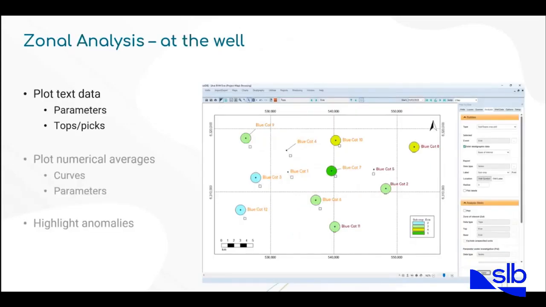When it comes to displaying those kinds of zonal analysis, there's lots of different kinds that are available. So whether you're plotting text-based displays, in this case on the map here, it's a subcrop map. So what is sitting directly below the bottom of my reservoir zone?